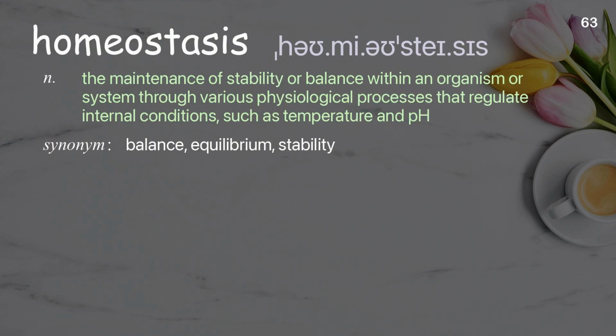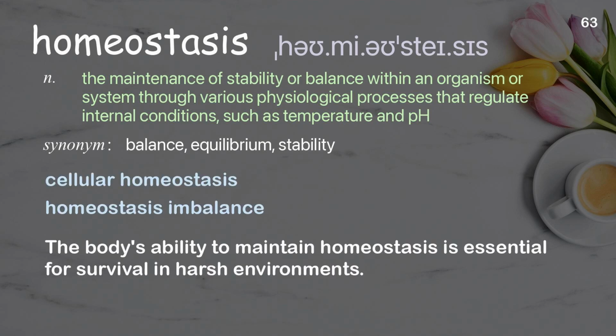Homeostasis. The maintenance of stability or balance within an organism or system through various physiological processes that regulate internal conditions, such as temperature and pH. Examples: cellular homeostasis, homeostasis imbalance. The body's ability to maintain homeostasis is essential for survival in harsh environments.